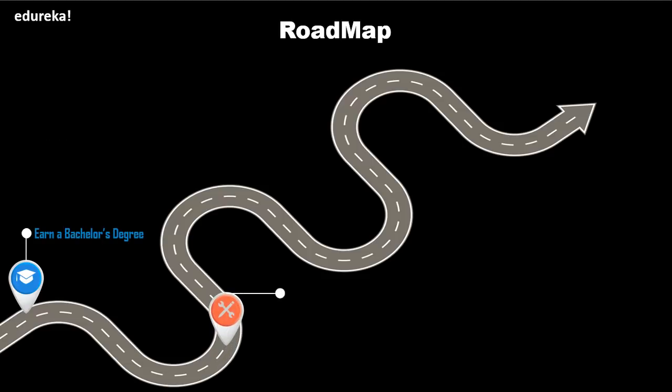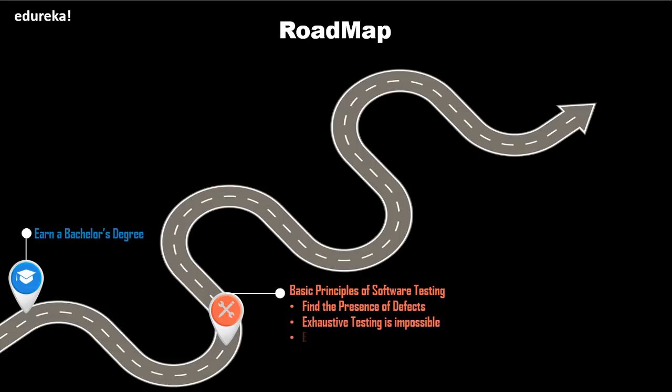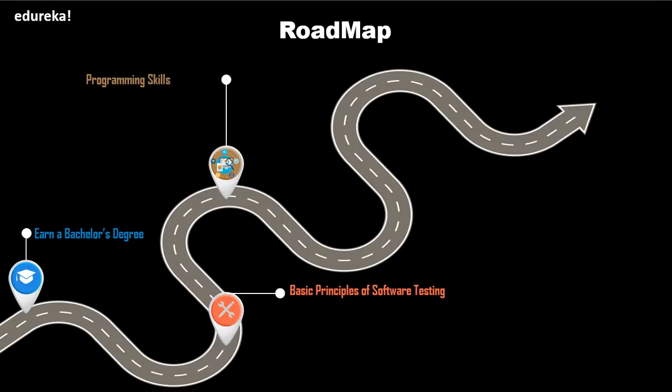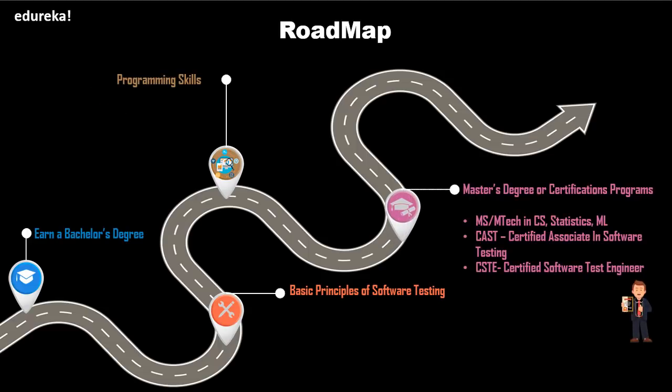Now, next up, we will need to know about the basic principles of software testing, such as finding the presence of any sort of defects, how to determine the risk without exhaustive testing, early testing, defect clustering, and how to make a product fulfill business requirements without any error. Now, if you are new to the testing industry, one needs to have knowledge of programming languages such as C, C++, Java, SQL, Python, HTML. Now, along with this, if you also have a master's degree in computer science, machine learning, statistics, or any such certifications related to automation testing, it is just an added advantage.